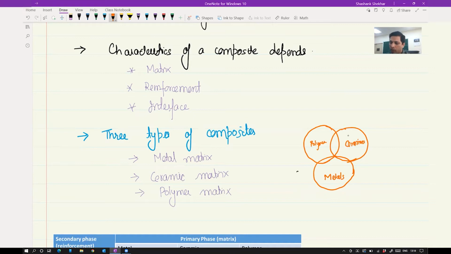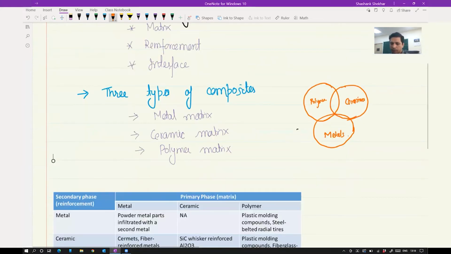So you can have polymer matrix where you can have the reinforcement phases as ceramic and metals, or you can have ceramic matrix where you can have reinforcement phases as polymer and metals, and you can have metal matrix where you can have polymer or ceramics as reinforcement. But this is not all. You can also have metal matrix with metal reinforcement. You can have polymer matrix with polymer reinforcement. Theoretically, not all of them would be meaningful, as you would see in the next table, but it is possible. And similarly, you can have ceramic matrix with ceramic reinforcement.